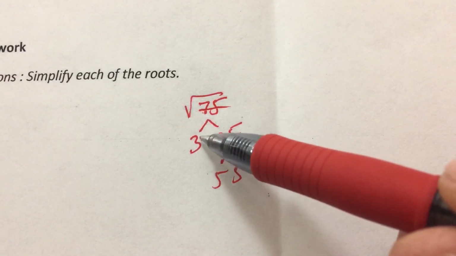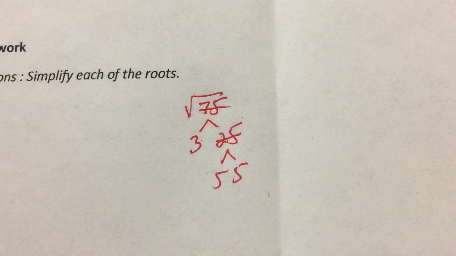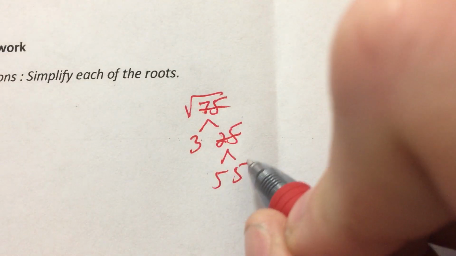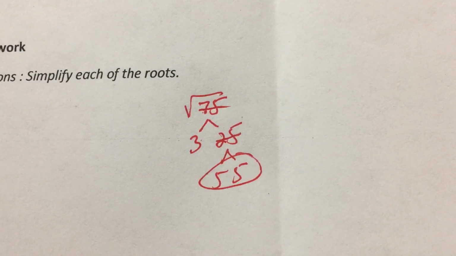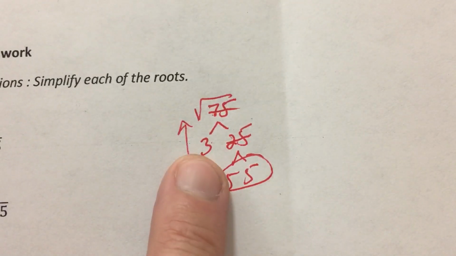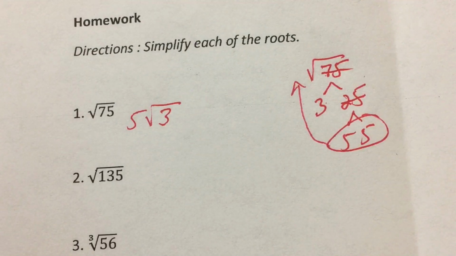So it looks like a 3, a 5, and a 5 are what I get when I break down 75 in its prime factorization. Since I'm under a square root, I'm looking for groups of 2. I have a pair of 5s. That means 5 gets to come out to the front, and left inside will be this lonely 3. So the square root of 75 is 5 square root of 3.